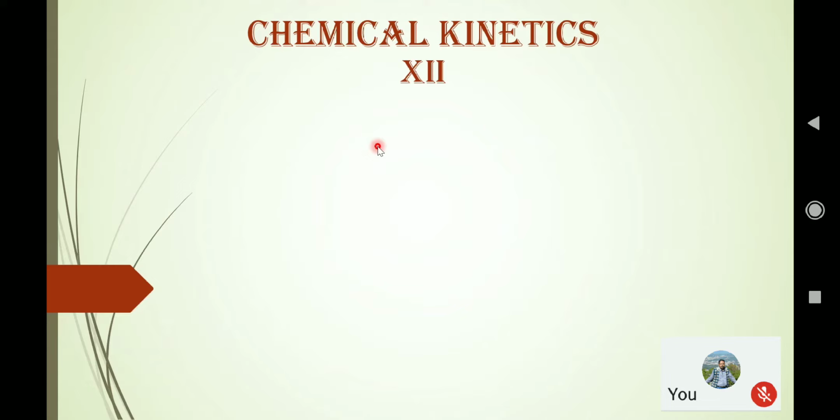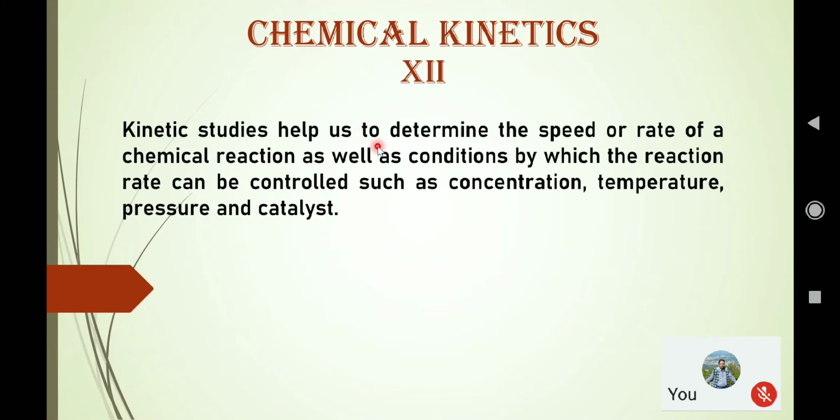In thermodynamics in class 11 we have studied whether a reaction is possible or not. From the Gibbs free energy we know that if the Gibbs free energy change becomes negative, then we predict that a chemical reaction is feasible, possible. But thermodynamics does not explain the speed of a reaction, meaning how quickly a reaction can occur. For that we need to study chemical kinetics.